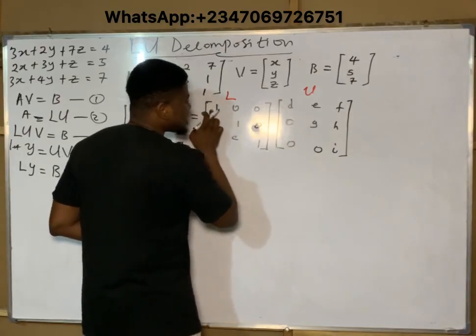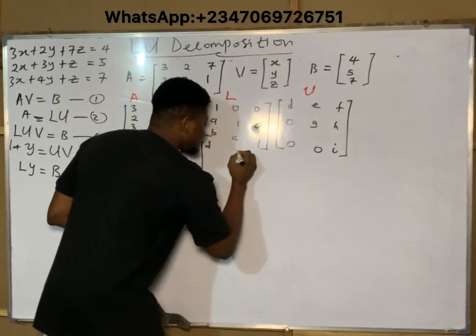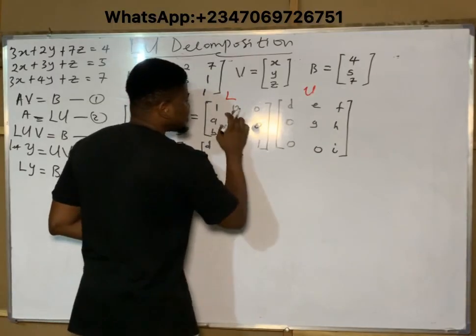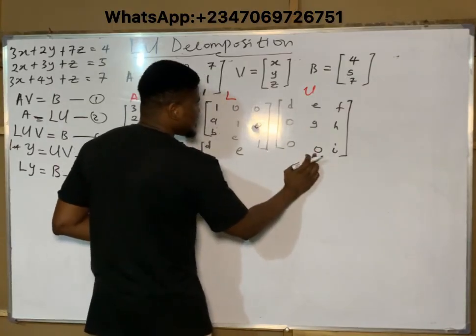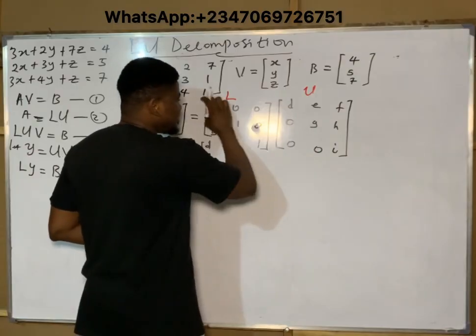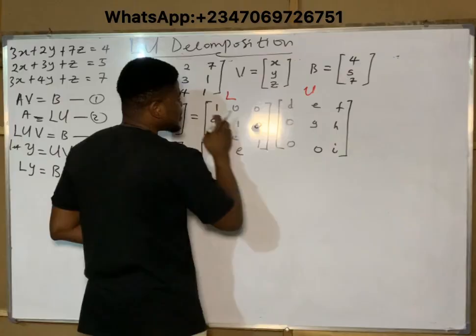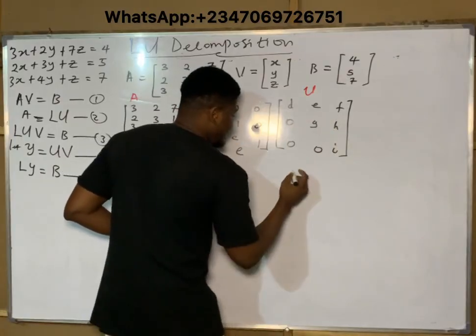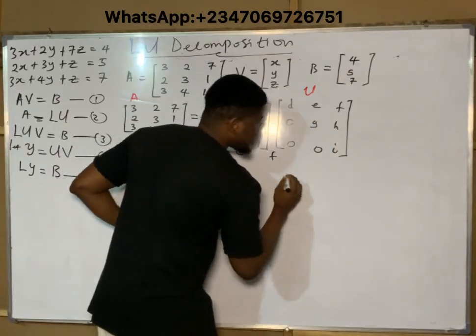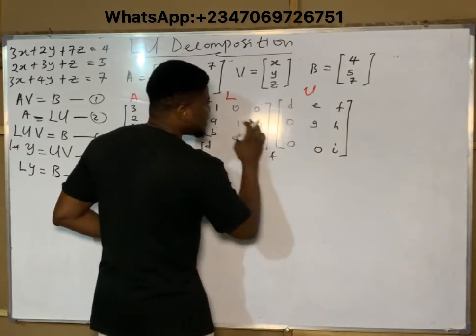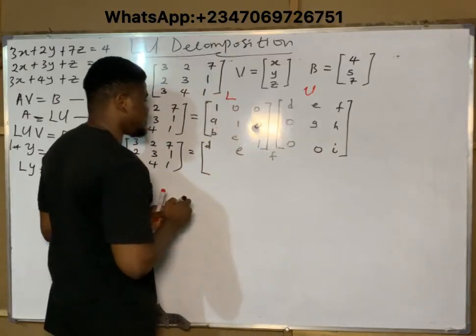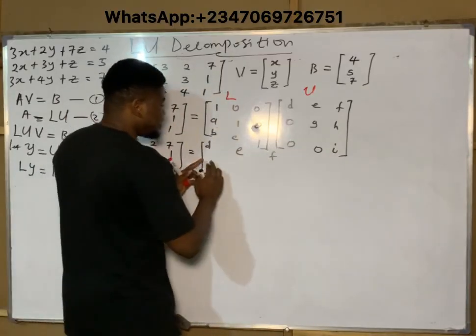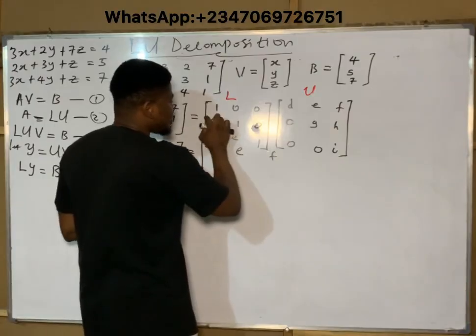So it becomes 1 times E, which gives us E, plus 0 times G, which is 0, plus 0 times 0, which is 0. Finally, still the same row, multiply now by the third column. So we have 1 times F, that also gives us F, plus 0 times H, 0, plus 0 times I, which is 0. So we have this.